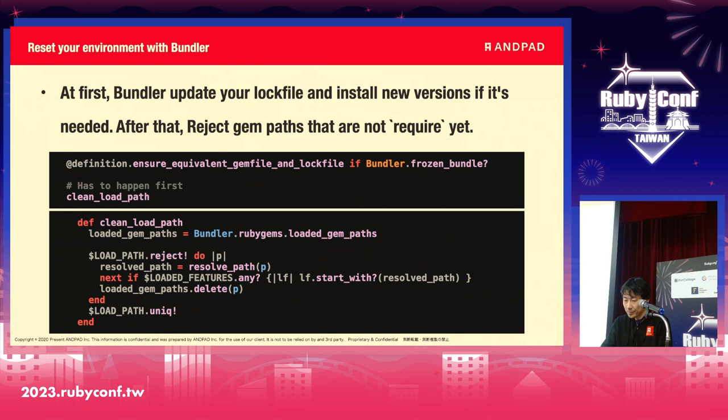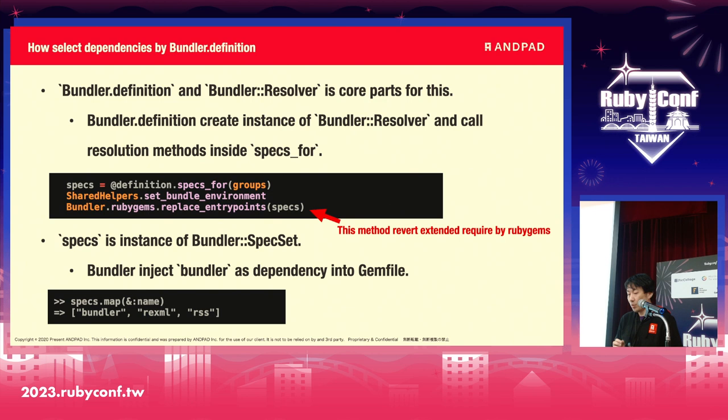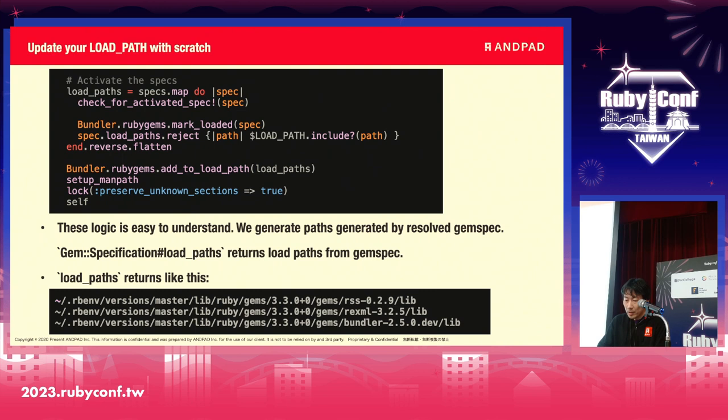After cleaning up the load path, Bundler invokes the specs_for method of Bundler::Definition. This method returns the gem spec collection matched with the name and version in the Gemfile with a resolution engine. The returned gem specs in this case are Bundler, rexml, and RSS, only three gems. In the next step, Bundler will reset the environment variables again. And finally, Bundler.setup will invoke the Bundler::RubygemsIntegration replace_entrypoints method. This method will replace all of the methods extended by RubyGems. So under the Bundler environment, you can use the original Ruby methods, like require and others. This is the final step of Bundler.setup.